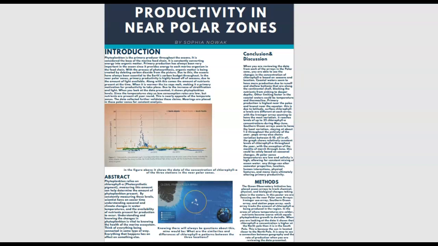In the near polar zones, primary productivity is highly based on the seasons, due to the amount of light available. Along with this comes the amount of nutrients present at the time. When it is warmer, the ice caps melt, making it a primary motivation for productivity to take place, due to the increase of stratification and light.